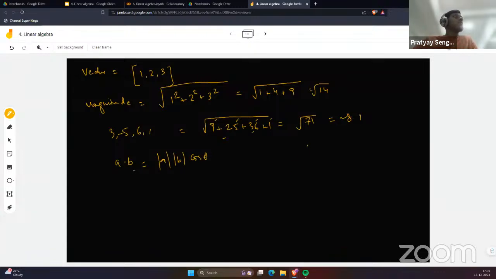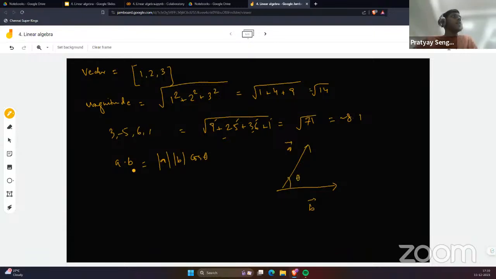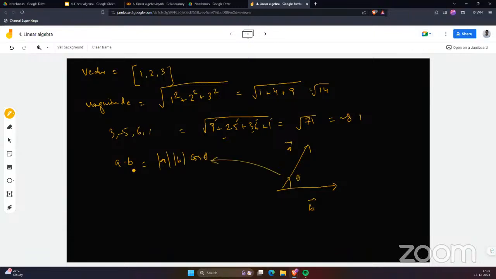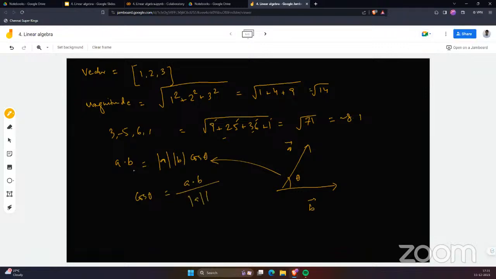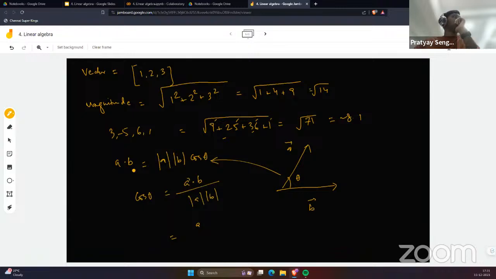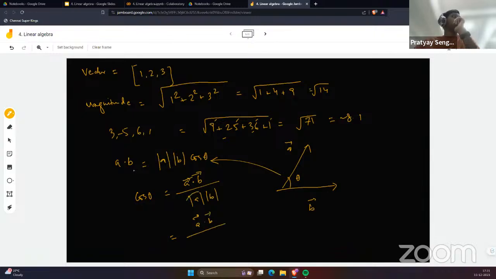So if two vectors are like this, and we know this is a, this is b, and your angle is theta, so this is your formula. So cos theta will be a dot b divided by, and for this you can use the magnitude formula. These are the magnitudes, right? Magnitude of a, magnitude of b.